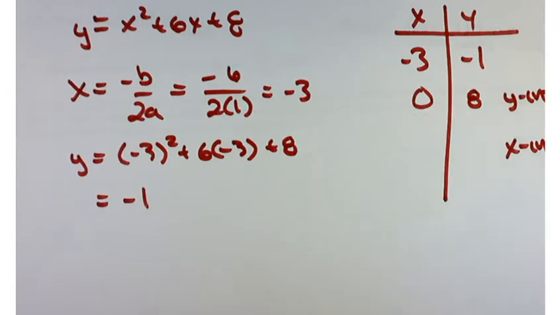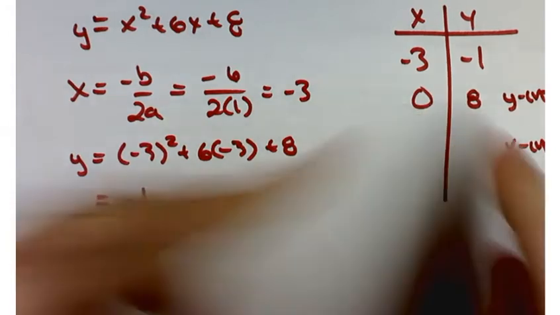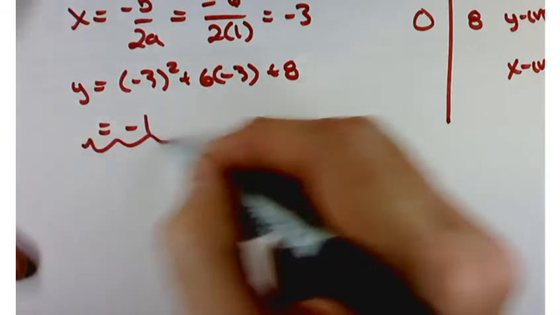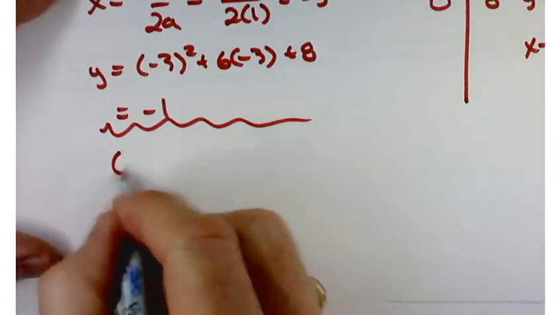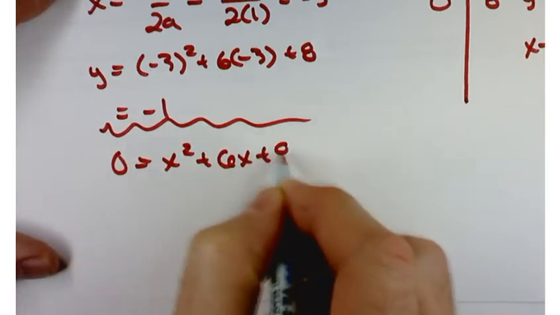How am I going to find the x-intercepts? Well done. Thank you, Lisa. Set y equal to 0. To get the y-intercept, I'll set x equal to 0. To get the x-intercepts, I'll set y equal to 0. So it's going to be 0 equals x squared plus 6x plus 8.